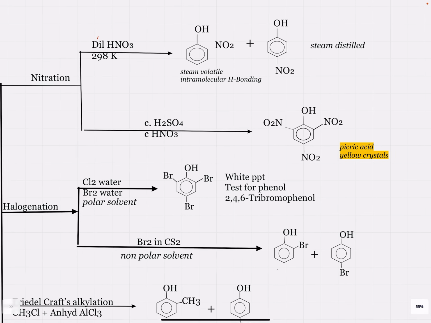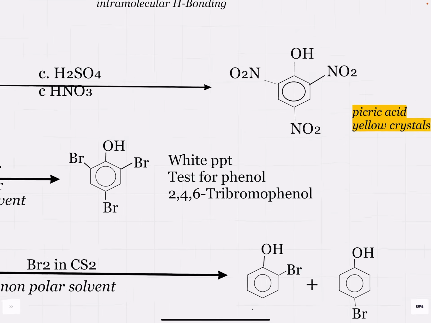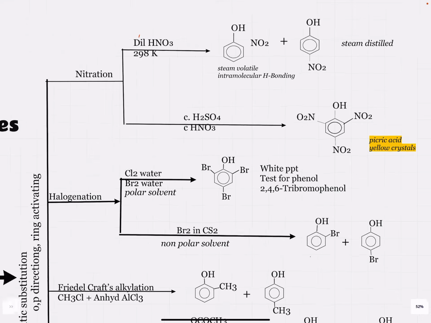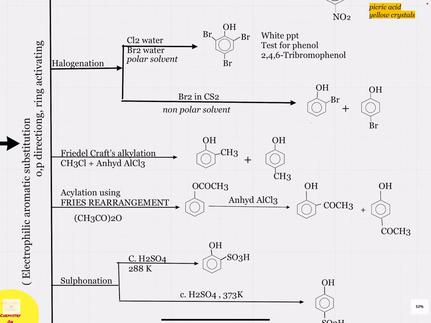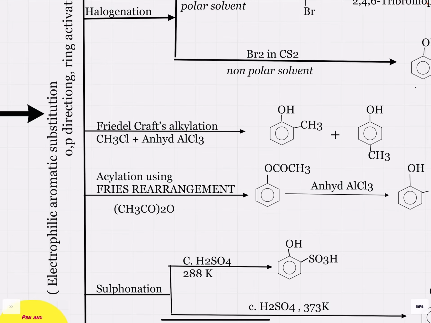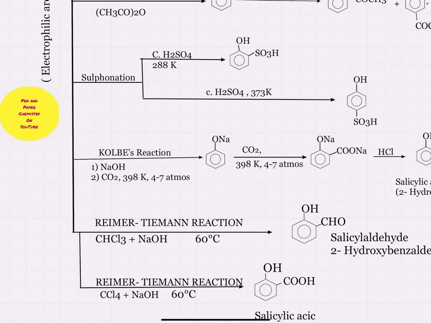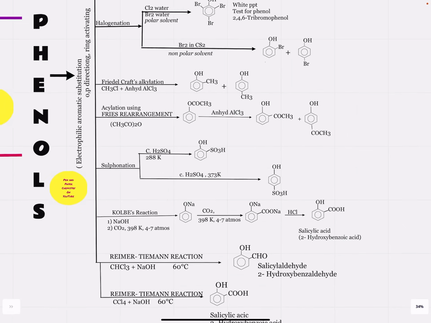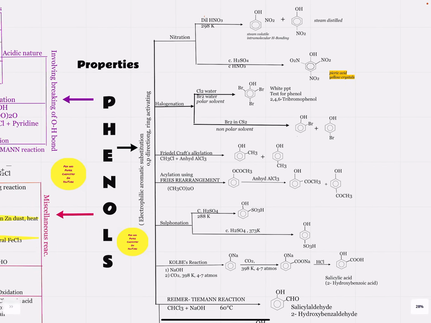Also look at the beauty of these flow charts. You see these small things like yellow crystals, white precipitate. These will help you to remember the test for a particular compound. Also, if you notice on the flow chart itself, we've mentioned words like Friedel-Crafts alkylation, Fries rearrangement, Kolbe's reaction, Reimer-Tiemann reaction. So these will help you to remember the name reactions as well as the test for a compound.